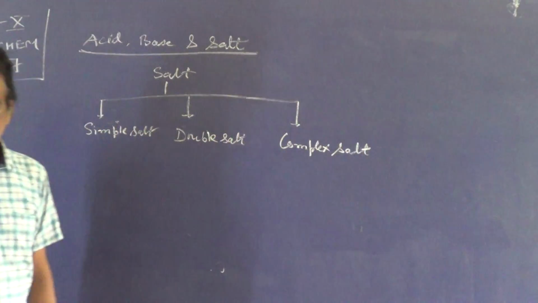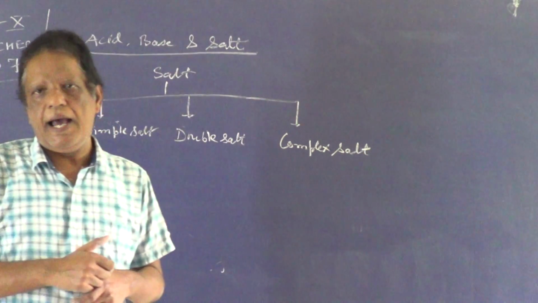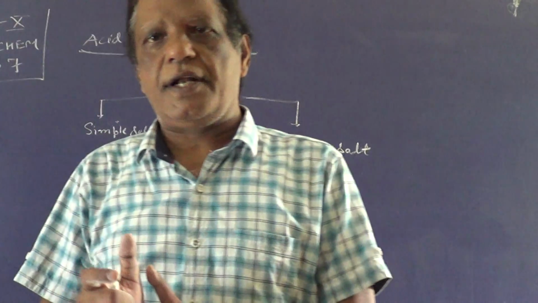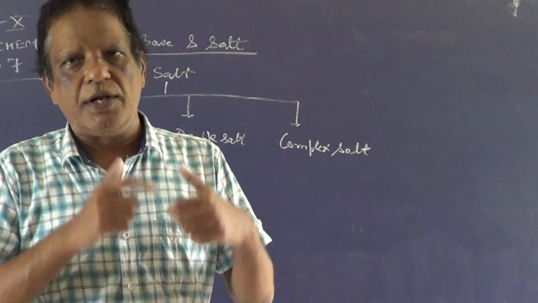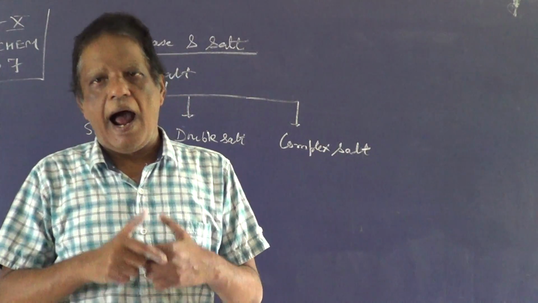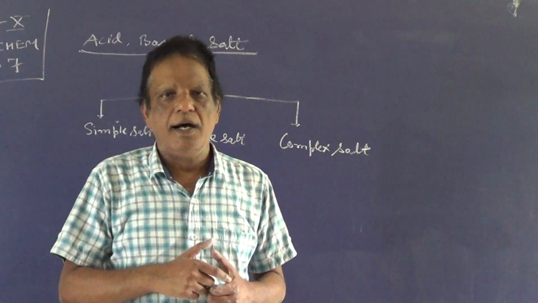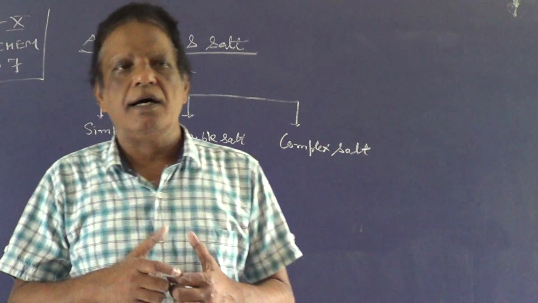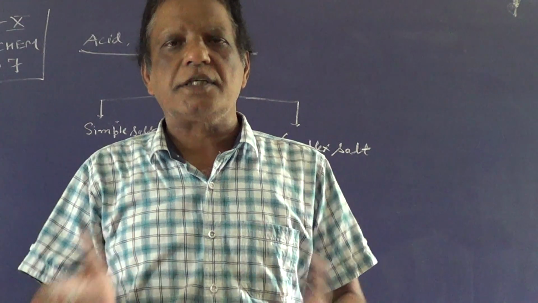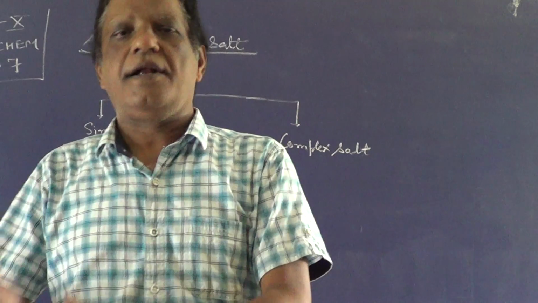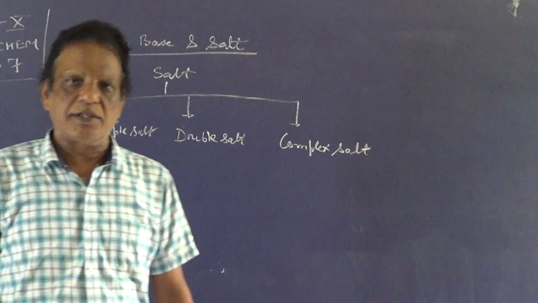What is simple salt? Simple salt is formed by only one cation and only one anion. They are composed of only one cation and one anion and are called simple salts. Simple salts dissociate into ions and give the tests of cation and anion.